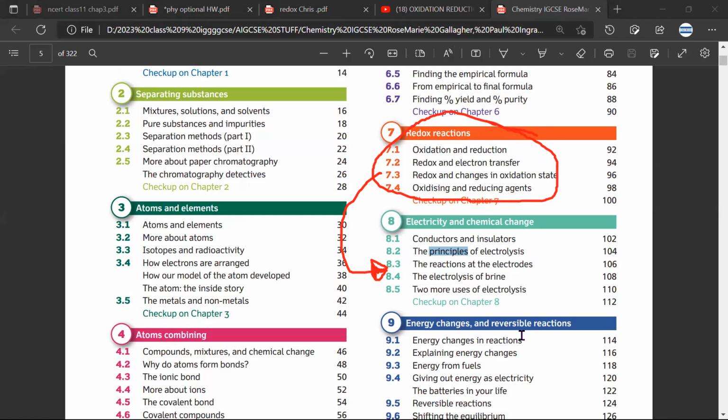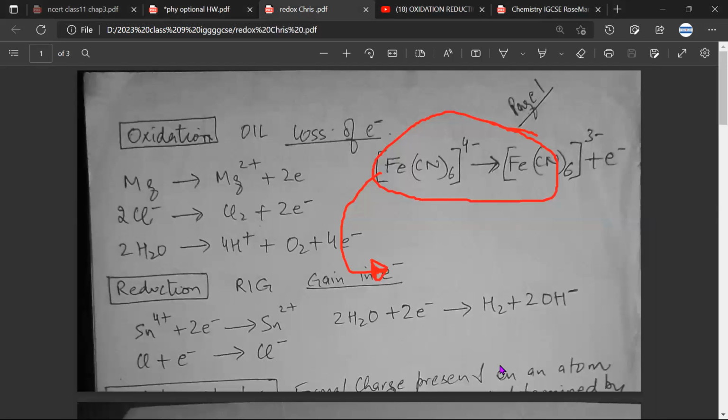For example, say I'm discussing electrolysis and I say that oxidation takes place at the anode. You'll have to understand that when I say oxidation is happening at the anode, what exactly is happening there? Is it making some sense? Yes, sir. So this is how you'll have to understand it when we are doing electrolysis.